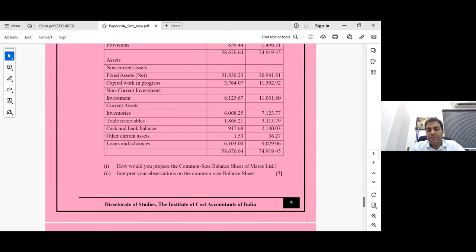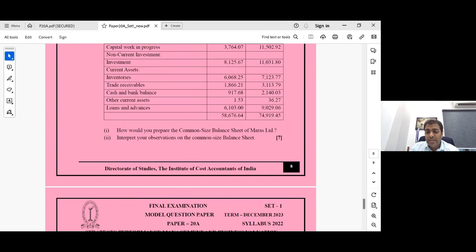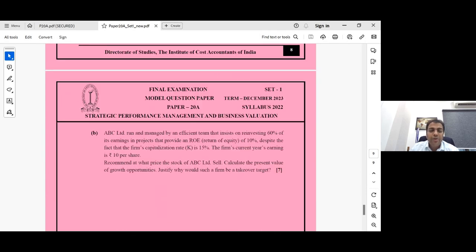Question number 8 is common size statement of Mars Limited, and you have the interpretation. This is a class 12 question, right? You know that in case of common size, you take everything on the balance sheet as a percentage of total assets. So all you have to do is just some calculator punching, right? Nothing else. 696.6 divided by 58,676.64. 30.07 divided by 58,676.64. 31,256.89 divided by 58,676.64. Into 100 in each case, right? And you've got the common size statement. It's a laborious question, but it's a very easy question. I would do this as the first question in my section B.